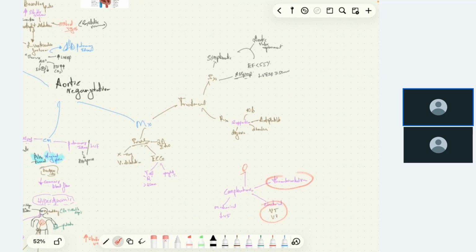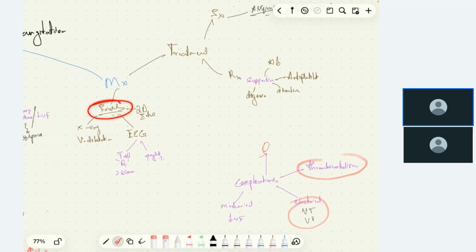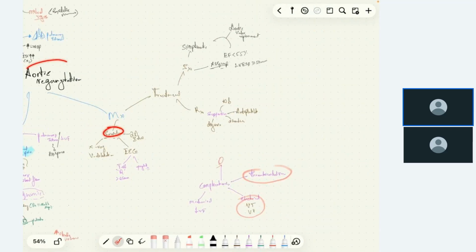Now, what are the investigation findings in case of aortic regurgitation? On X-ray, we see ventricular dilatation. I told you during the pathophysiology that there will be eccentric hypertrophy of the left ventricle, so you will see ventricular dilatation on X-ray. On ECG, due to eccentric dilatation and other causes, we can see a tall R wave, which is more than 25 mm, and an upright T wave. On 2D echo, we can beautifully see the defective valve and the aortic regurgitation. These are all the investigation findings in aortic regurgitation.